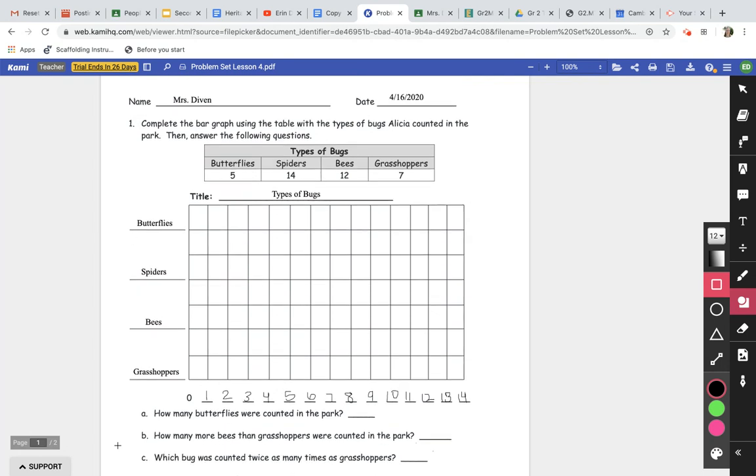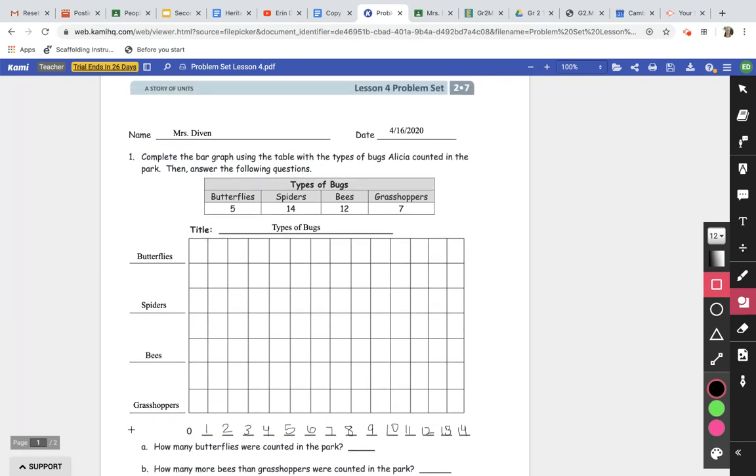We are doing more graphing, so today we are going to be doing a horizontal bar graph. Number 1 says complete the bar graph using the table with the types of bugs Elisha counted in the park. Then answer the following questions. Now it gives us our table of information here. I already put the title in and the insects here on the side. I also already did the numbers 0 to 14, which shows me right away that this is going to be a horizontal bar graph. So let's start putting in our data.